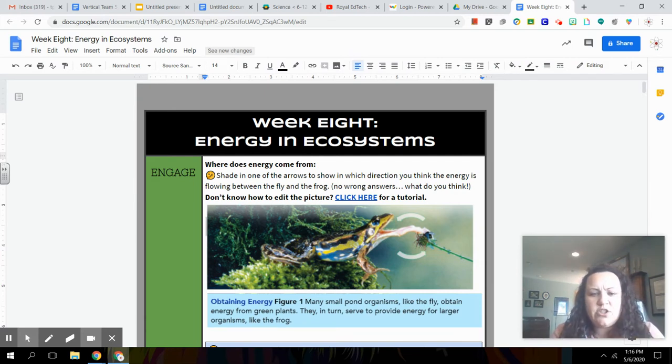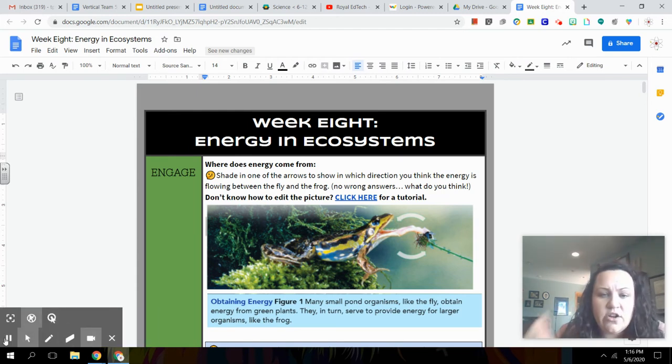This engage portion with the frog is asking kind of what do you already know? And so there's no right or wrong answer. I'm trying to cue in and see what your thoughts are on this. If you're not sure how to edit that picture, click on the tutorial and it'll show you how.